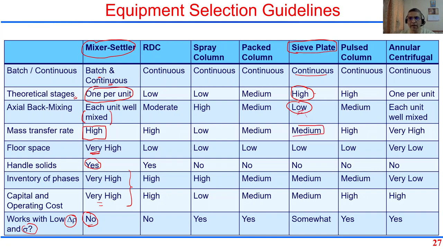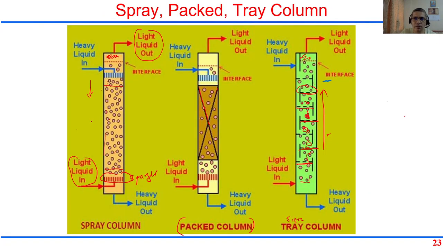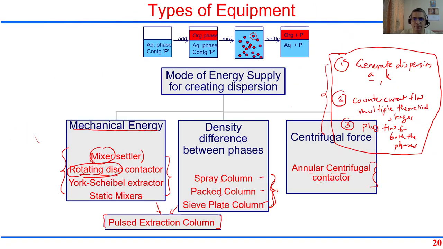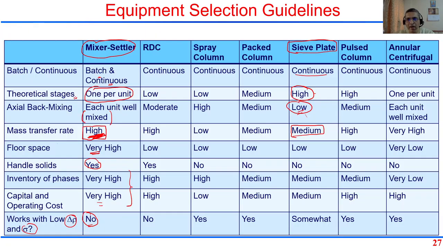Mass transfer rate is good because I can generate a good amount of dispersion, but it's not as high because the level of turbulence is not as high as mixer, because I am providing energy only because of density difference, not additional energy by mechanical agitation. So I am not putting it as very high or high, I am just putting it as medium. Floor space required is very low because I can have these trays one on top of the other like a packed distillation column or a sieve plate distillation column. Can it handle solids? No, because the solids will go and choke these sieves, right?